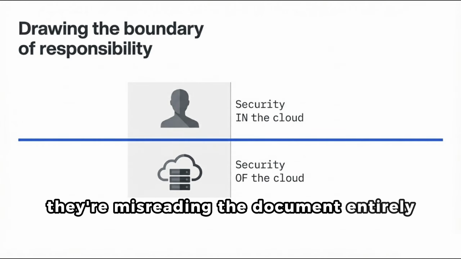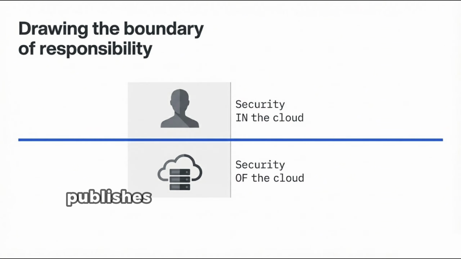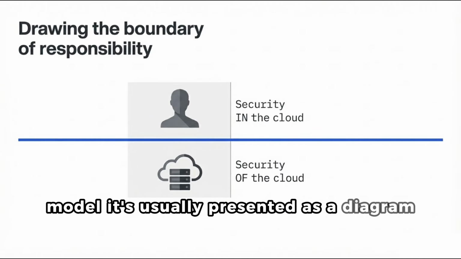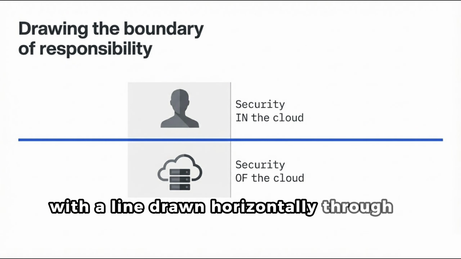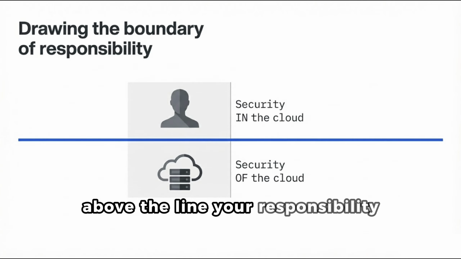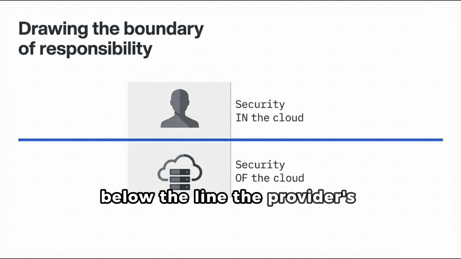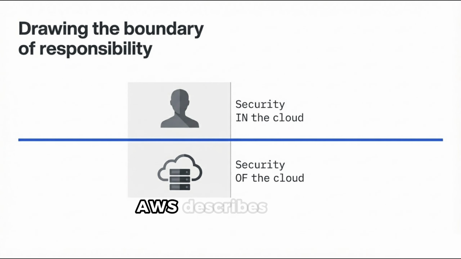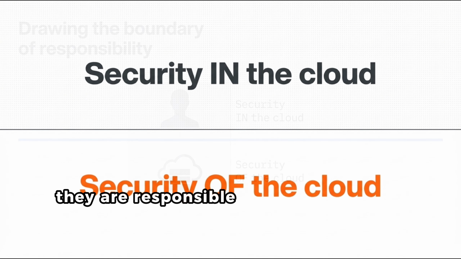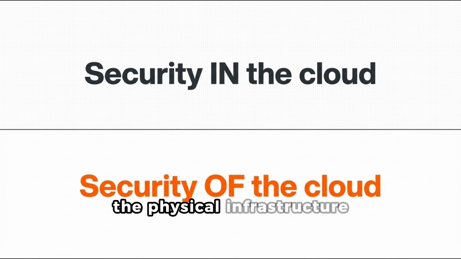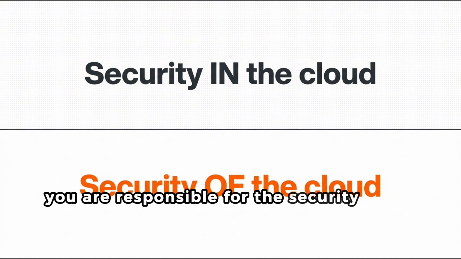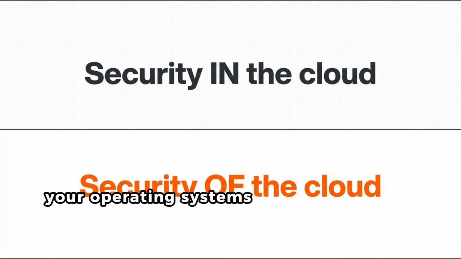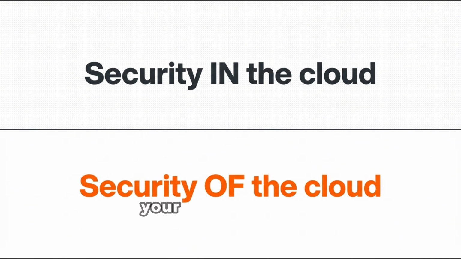Every major cloud provider publishes something called a shared responsibility model. It's usually presented as a diagram, a stack, which should feel familiar by now, with a line drawn horizontally through it. Above the line, your responsibility. Below the line, the provider's responsibility. AWS describes it this way. They are responsible for the security of the cloud: the physical infrastructure, the hardware, the hypervisor software. You are responsible for the security in the cloud: your operating systems, your applications, your data, your access controls.